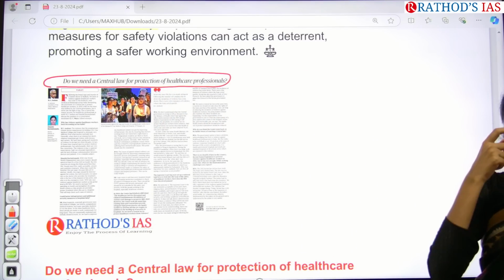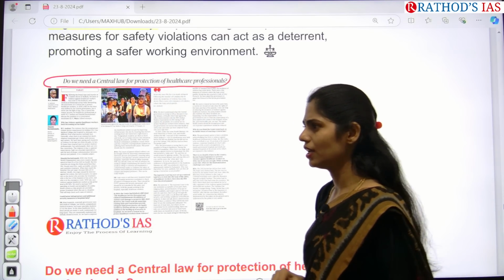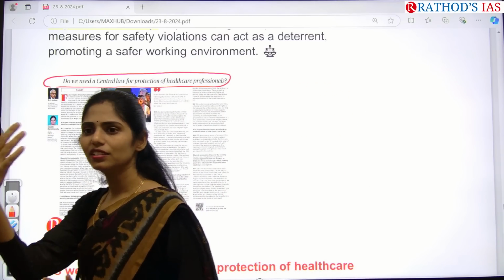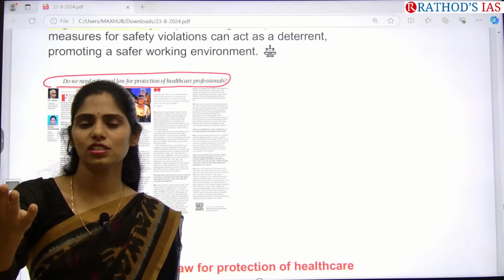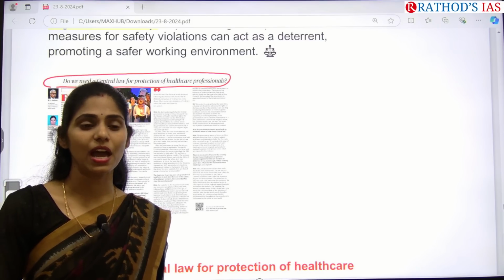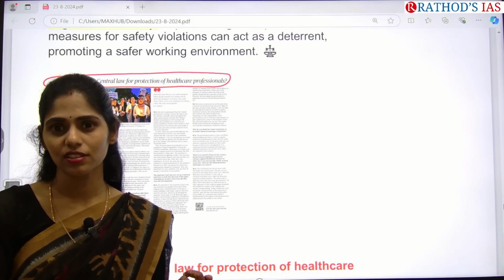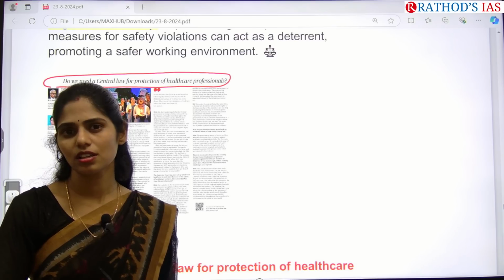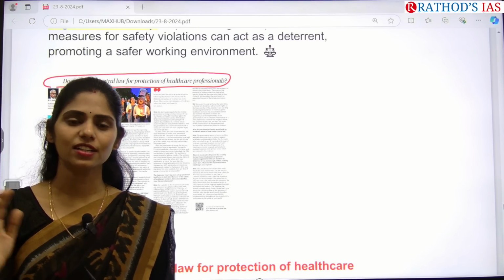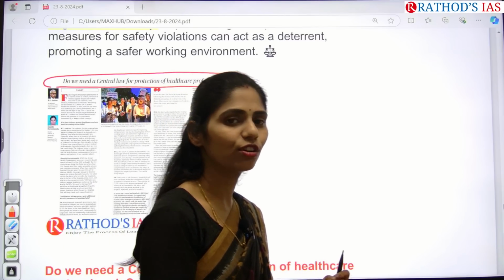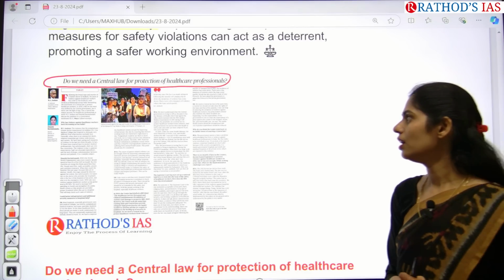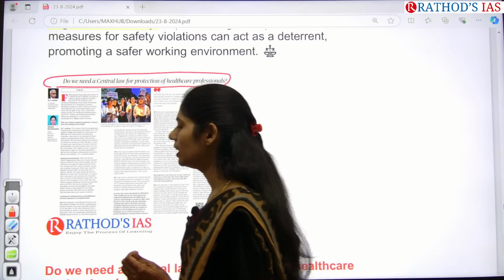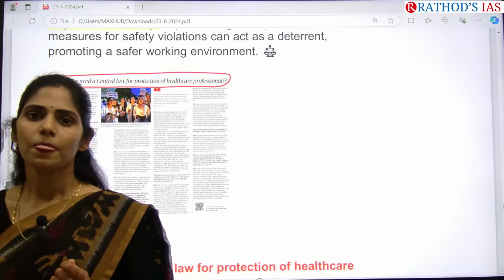So many times in the news you can see patients' attendants attacking the staff, as well as doctors, if something goes wrong, right? Have you seen those incidents? Patients and patient attendants attacking hospital staff or doctors. Yes or no? Okay. So now this article is saying that we need a central law.